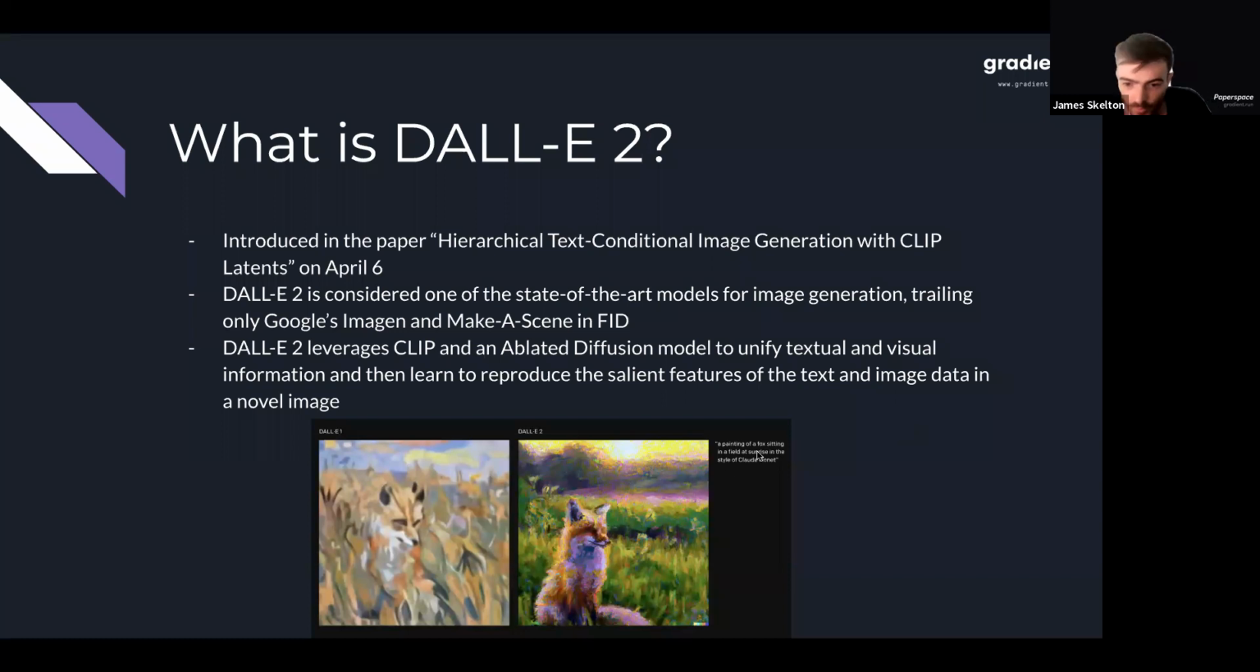So in this example, we have a painting of a fox sitting in a field at sunrise in the style of Claude Monet. We can see that this is very clearly a painting of a fox in a field in DALL-E 2, less clear in DALL-E 1. We can also see these individual brushstroke styles, so to speak, that DALL-E 2 is able to impart because of Claude Monet, less so with DALL-E 1. So what we have is a really powerful way to do guided image generation.